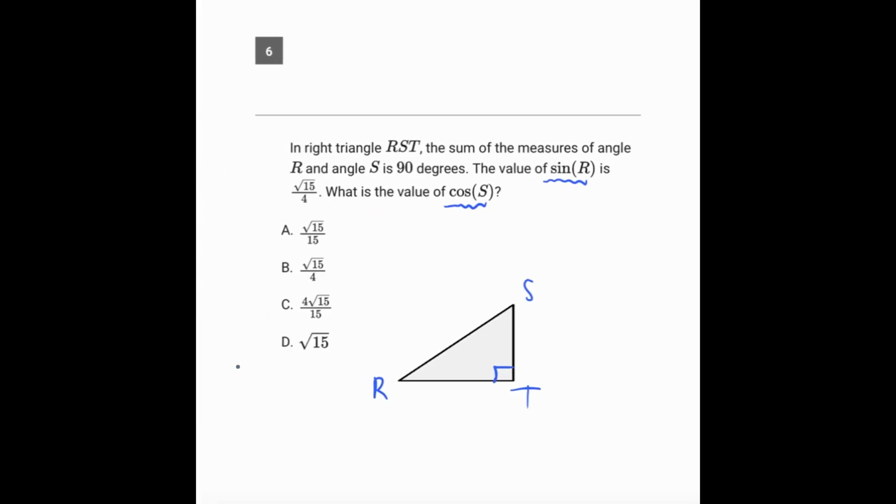Now, of course, you could set up statements. Sine is opposite over hypotenuse. Opposite is 15. Hypotenuse is 4. But that would be missing the reference and the shortcut in this question. If R and S add up to 90, and they do, then, as we said a moment ago, the sine of one of these angles equals the cosine of the other angle. And the sine of R, we were told in the question itself that that equals root 15 over 4. So what does the cosine of S equal? It equals root 15 over 4.